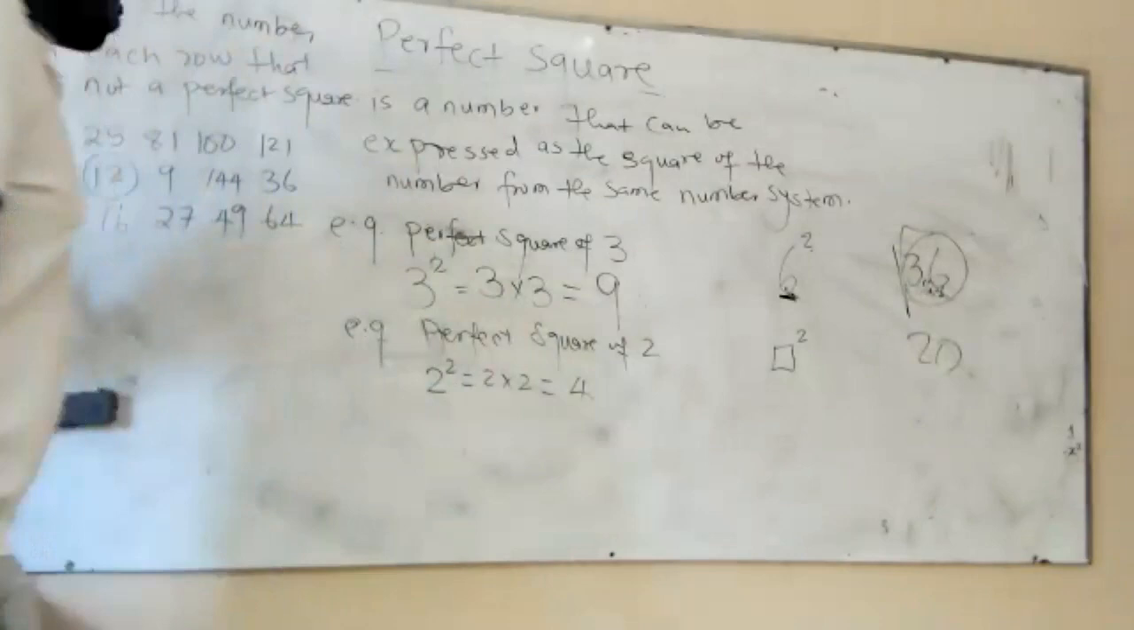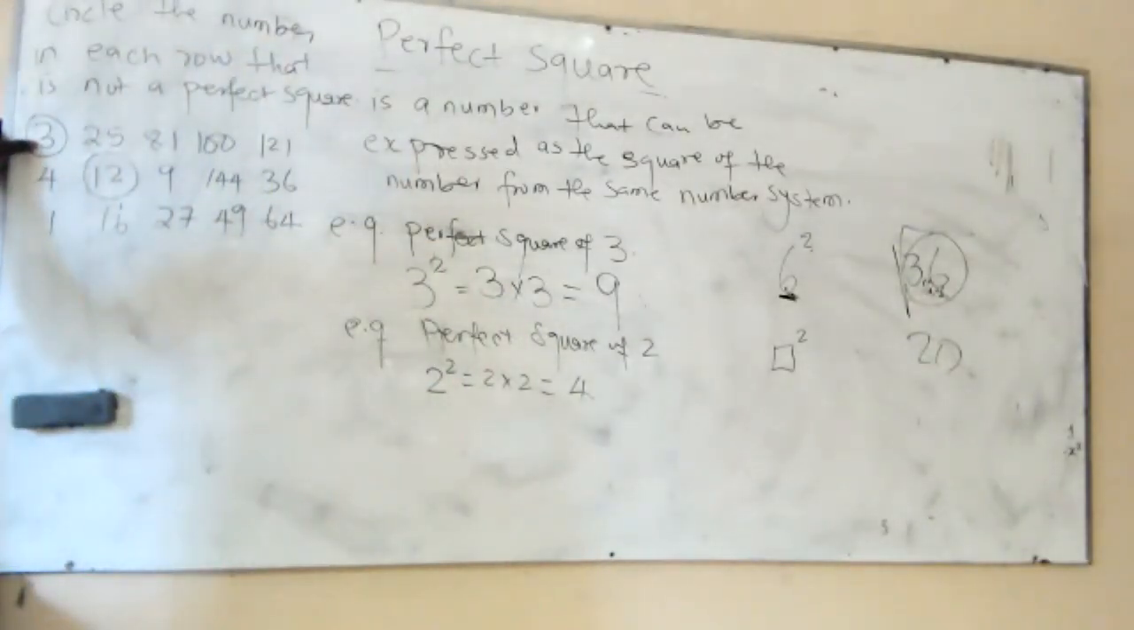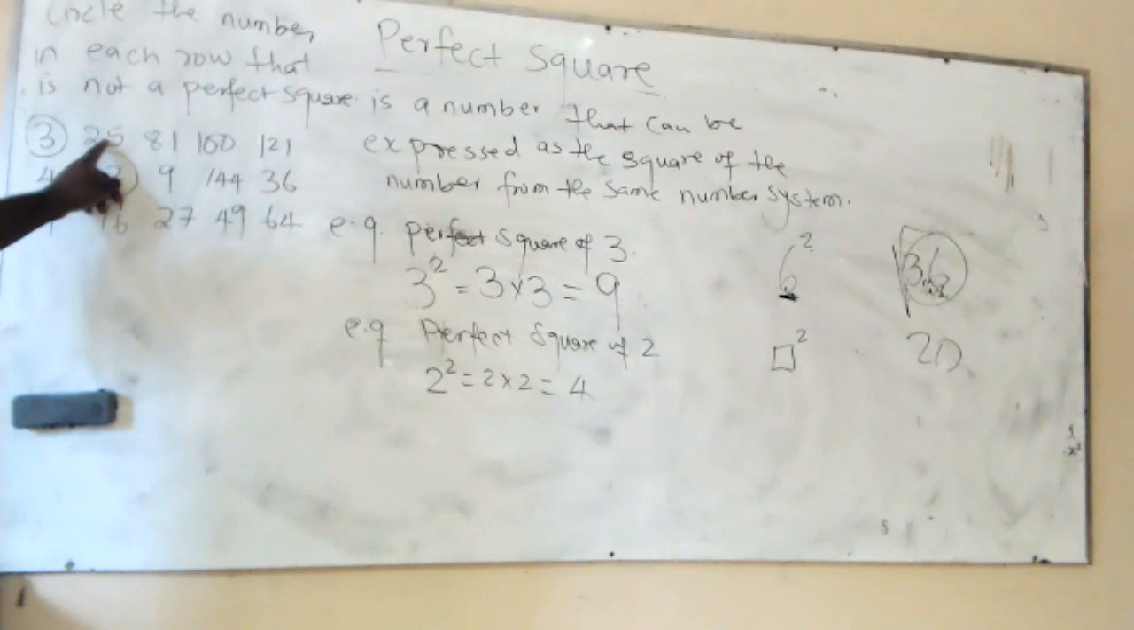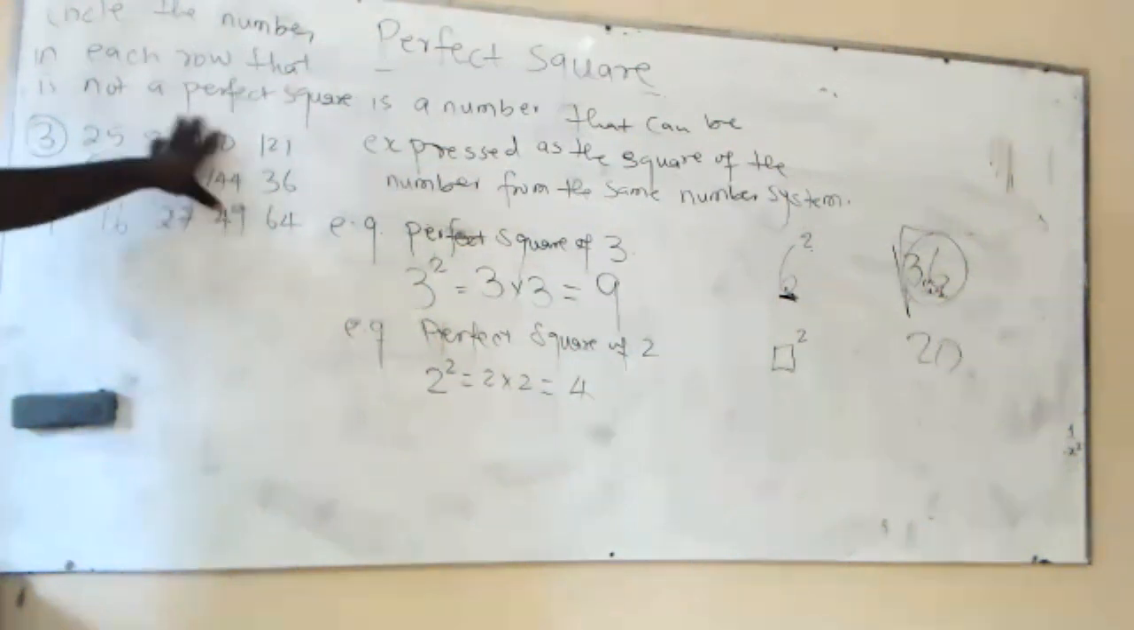Let's go back to this. What is the root of 3? And then you do the square root and it gives you 1 comma something. So that's why we say this is not a perfect square, because we're getting numbers with commas. And what is the root of 25? 5. That's why we say this is a perfect square, because we're getting numbers without commas. You can test all of them.